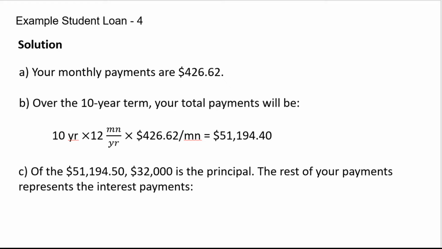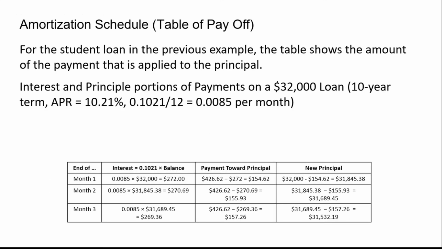Computing on your calculator, the output is $51,194.40. And finally, C, how much of your payment applies towards interest. So we conclude, of the $51,194.40, subtract the $32,000, and the result is you pay $19,194.40 in interest payments.